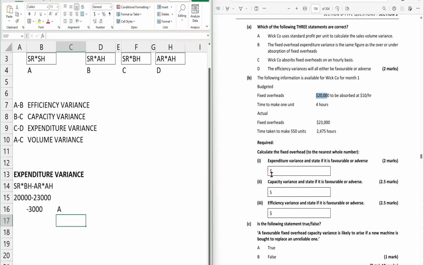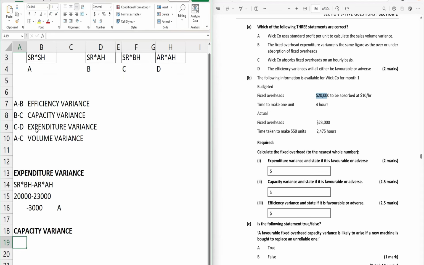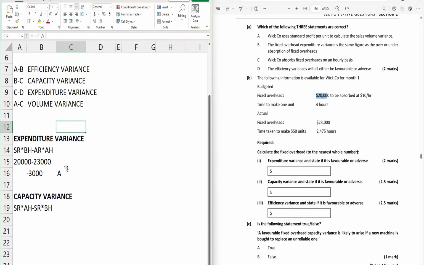Now moving to ask B, the capacity variance, and state if it is favorable or adverse. For the capacity variance, we have done B minus C, and B minus C means, let me write it down so it will be more clear. The question is asking regarding the capacity variance, and for capacity variance, I said to subtract B and C. And B is our SR into AH minus SR into BH. Alright? Now that's fine. So now SR means your standard cost per hour. Just a second. That means this is standard cost per hour, obviously. मतलब एक घंटे के लिए how much you are paying, okay? And it's already given in the question, that's 10 per hour, all right?